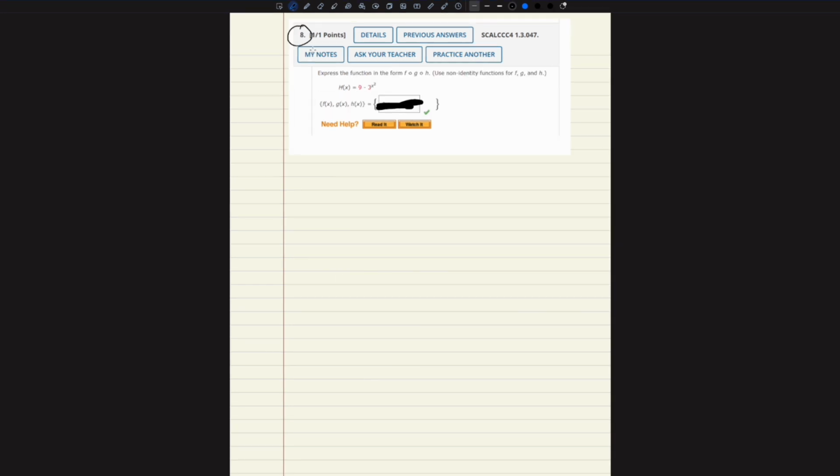So this is question number 8. It is an interesting question. Here it is saying express the function in the form of f of g of h. We have been given this main function, capital H of x equals 9 minus 3 to the power of x squared. Now we need to find the composition of f, then g, then h, and then x. So this will close it, this will close it, this will close it.